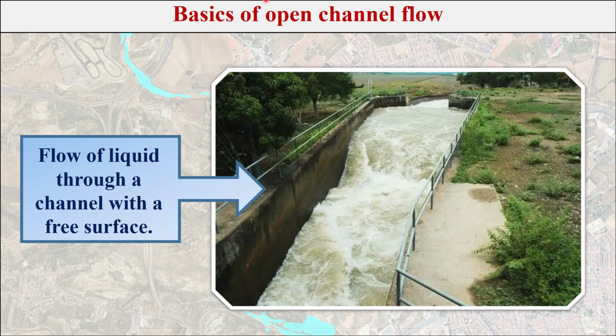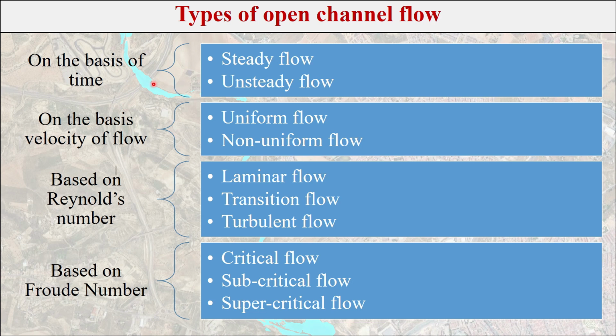So in open channel flow, the flow is under atmospheric pressure, and the flow is due to gravity, so it needs a slope to flow from higher elevation to lower elevation. On different bases, open channel flow can be classified into different types.